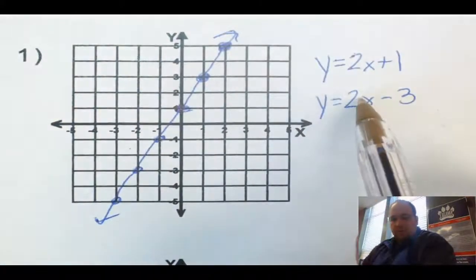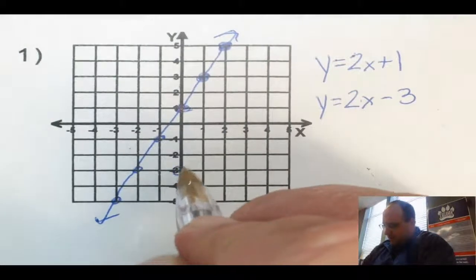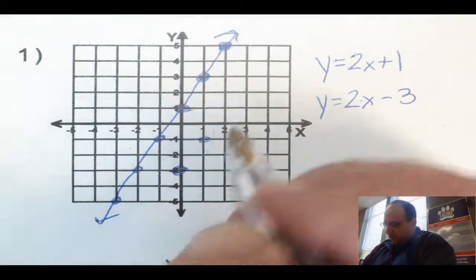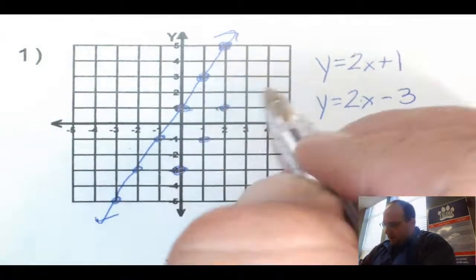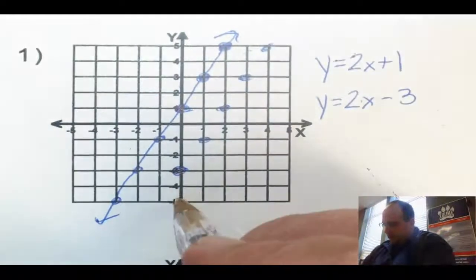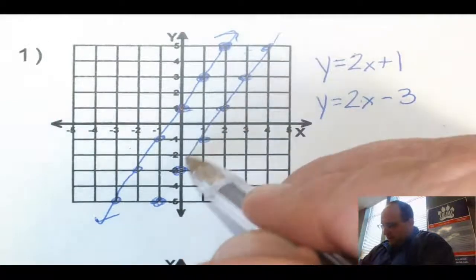I'm going to graph the other one, y equals 2x minus 3. So I'm going to start at negative 3, which is down here. I'm going to go up 2 and right 1, up 2 and right 1, up 2 and right 1, and then down 2 and left 1. All right, I'm going to draw that line.